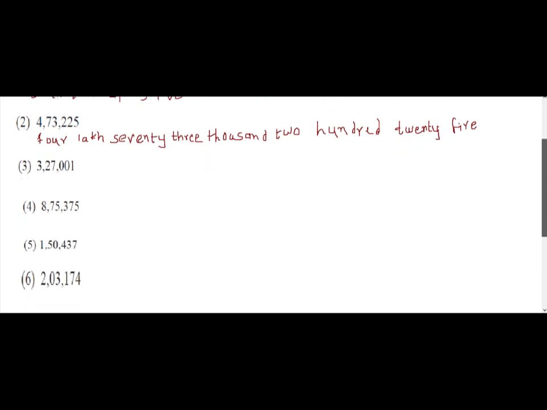Again there are 6 digits. Let us see how we are going to read that. Again the lakh digit is there, that is 3 lakh. 27,000. Okay, and how many hundreds? No hundreds are there, no tens, so only 27,000 and one, only one is there. Okay, next number. How many lakhs are there? 8 lakhs.